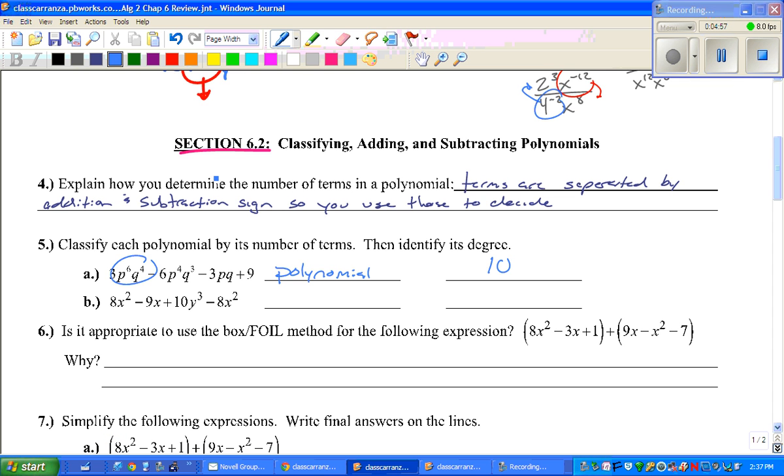Now, for B, before you decide that this is a polynomial, make sure you take a look at those two, because you can combine those terms. And when you combine those, you're left with a binomial with a degree of 3.